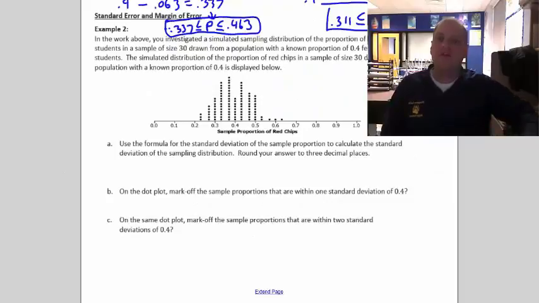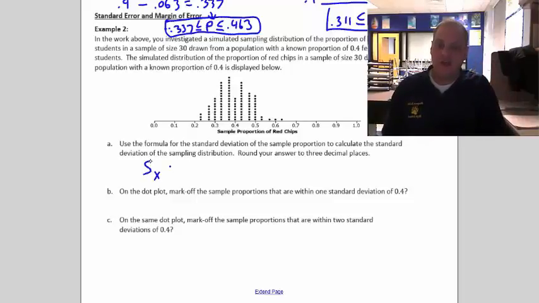All right, example 2 starts talking about margin of error, which is the whole point of this lesson. In the work above, you investigated a simulated sampling distribution, the proportion of female students in a sample of size 30, drawn from a population with a known proportion of 0.4 female students. Here's the simulation. Use the formula for the standard deviation of the sample proportion to calculate the standard deviation of the sampling distribution. I know that's confusing. They're asking you to find the standard deviation, basically.